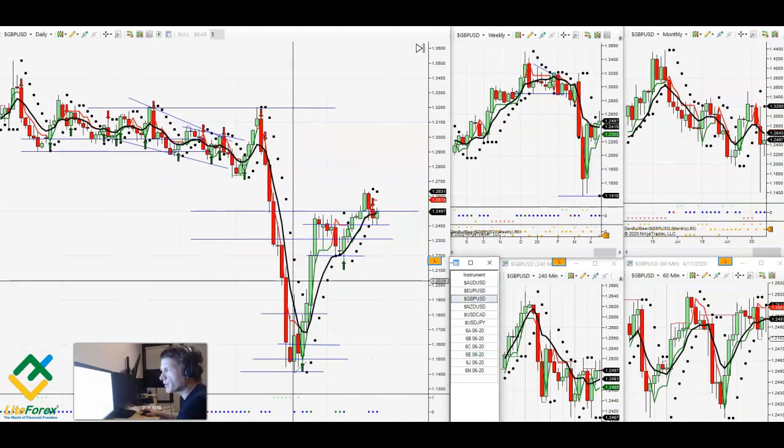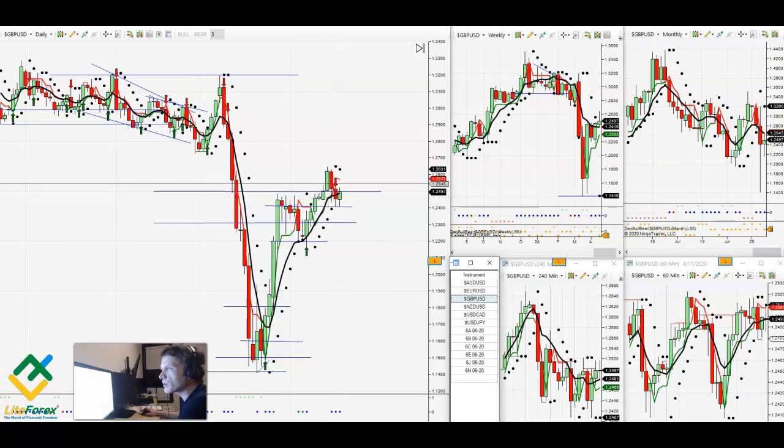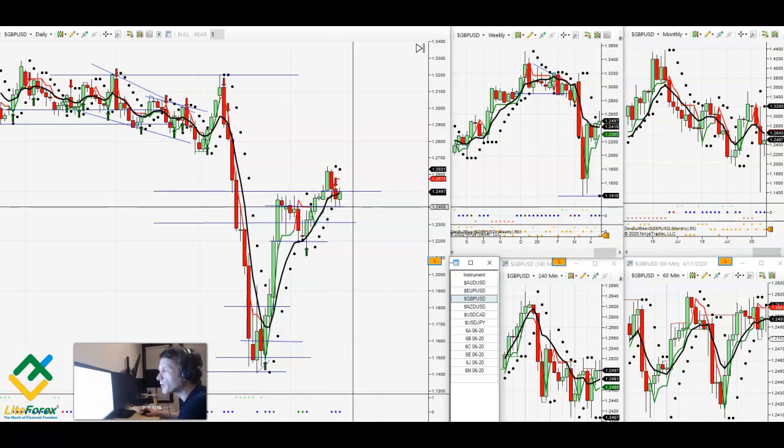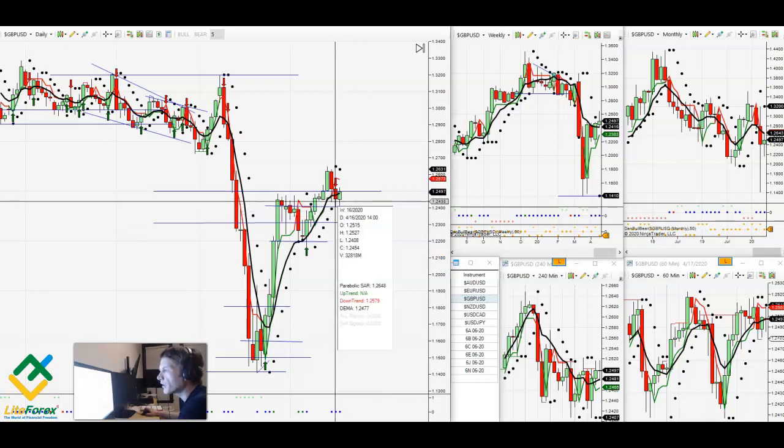Pound USD. Okay, Pound USD was another one that was overextended. I wanted to see it pull back. It pulled back. I drew in these support levels, which was 1.24. You can see it held the last 2 days. It really held that low.